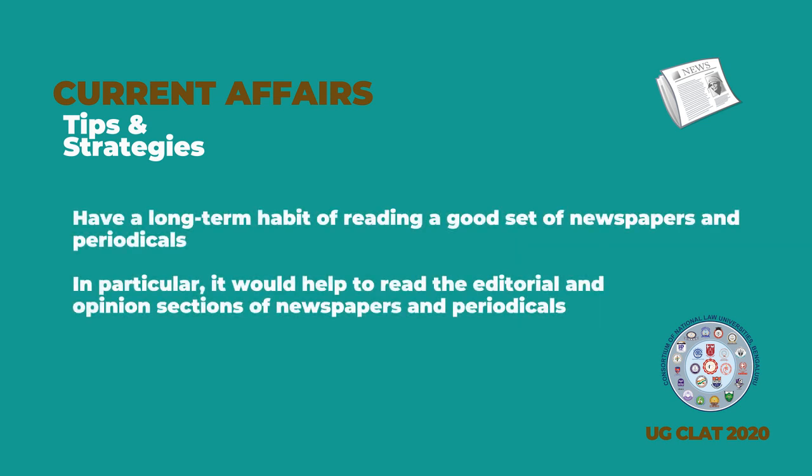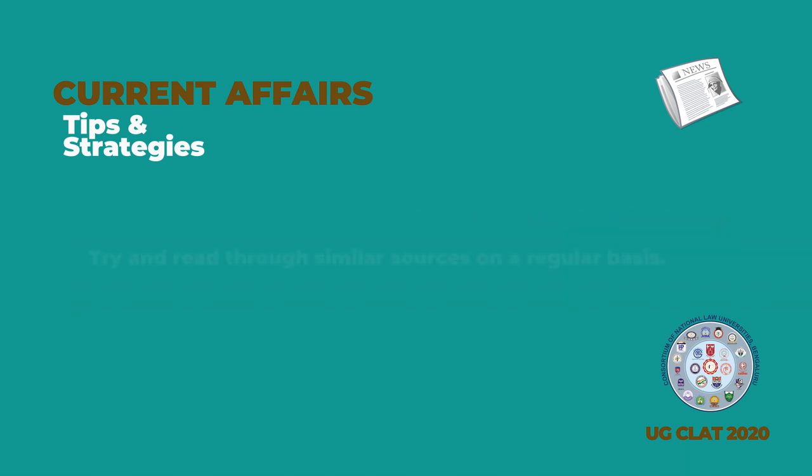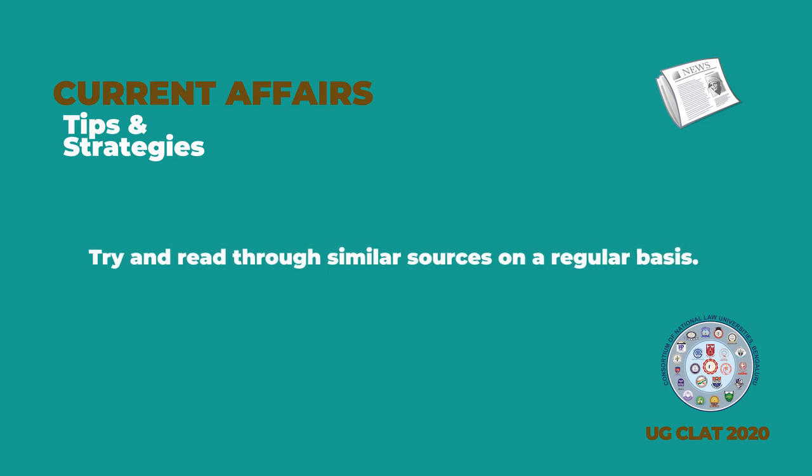The best way to prepare for this section of the UG Clat 2020 is to have a long-term habit of reading a good set of newspapers and periodicals. In particular, it would help to read the editorial and opinion sections of newspapers and periodicals, as these often provide historical, associated, and ancillary information related to the main subject discussed in the piece. Now that you have an idea of what sources the question setters typically refer to from the introductory video, try and read through similar sources on a regular basis.